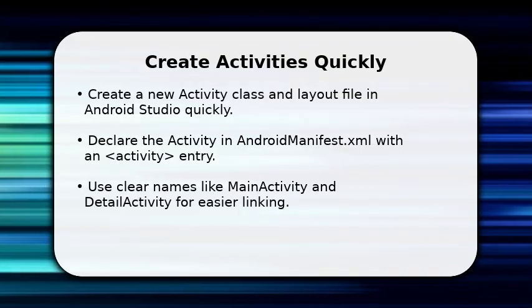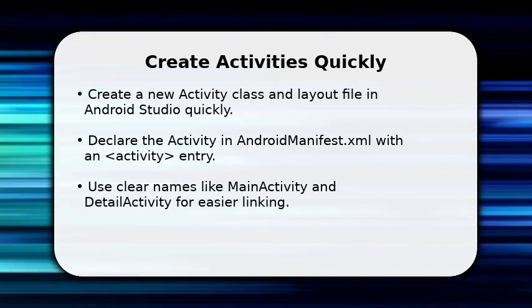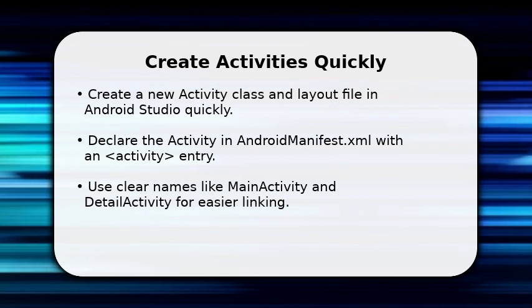Open AndroidManifest.xml and add an activity entry for detail activity under the application tag. Save the manifest changes so Android Studio recognizes the activity. Keep layouts simple for initial testing. Use unique IDs in both layouts to reference buttons and views later during intent setup and click handling.